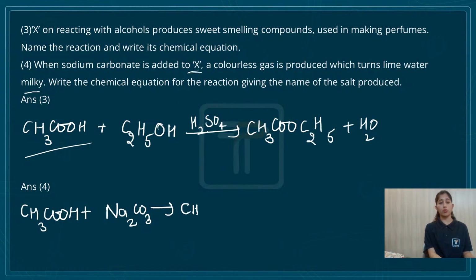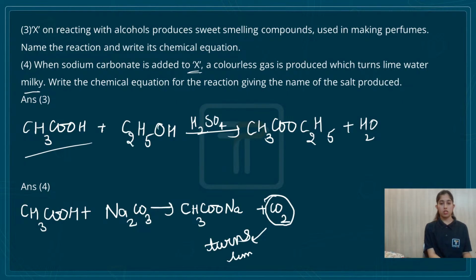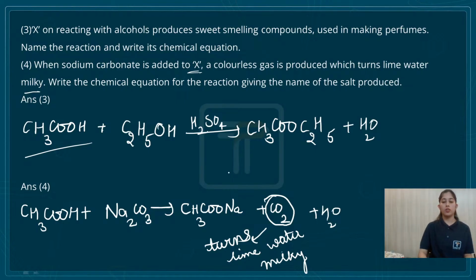What is it going to give you? It is going to give you sodium acetate, which is CH3COONa, and a colorless gas, that is CO2, is produced. This gas turns lime water milky, right? And what else? We have water also. Okay, that's it. You have to write these two reactions and you have your point. Okay.